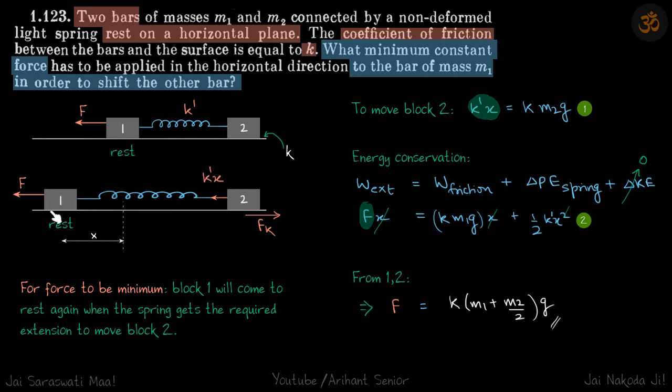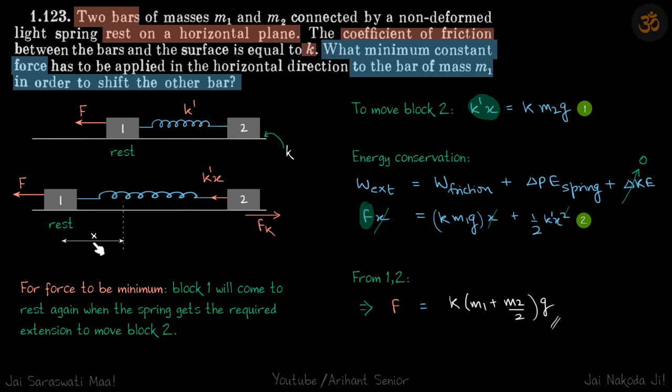Because of course, if it has some more velocity when the spring is already stretched, then we are using an excessive amount of force. And if it comes to rest before that, then the spring will not be stretched enough to move this block. So let's read that: for the force to be minimum, block 1 will come to rest again when the spring gets the required extension to move block 2. So this is our condition.